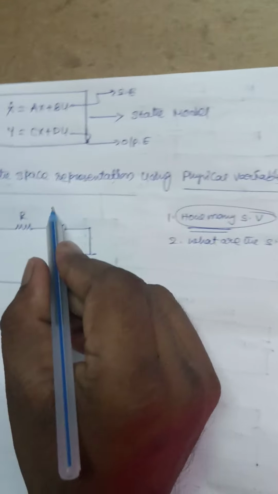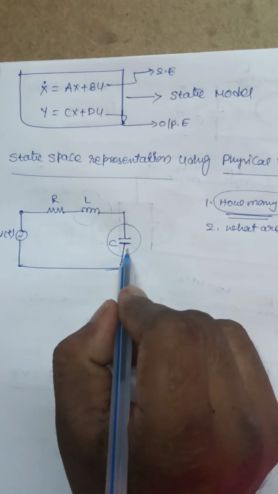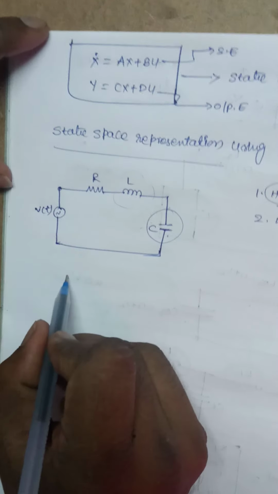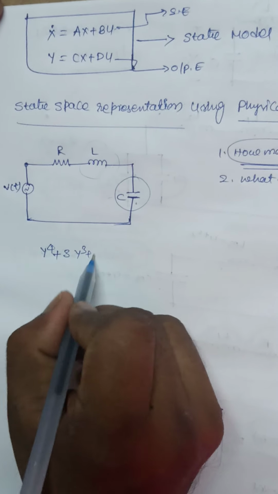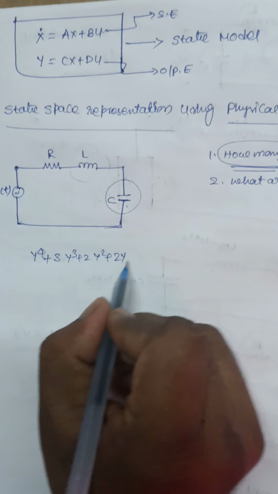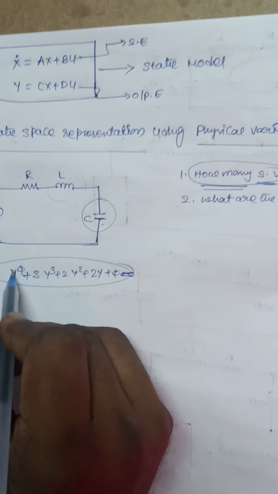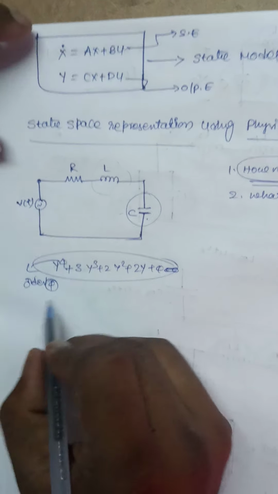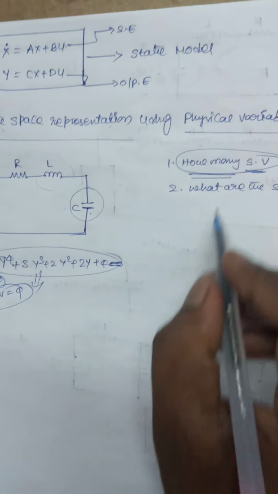First one, how many state variables? The number of state variables is equal to the number of memory elements or the number of energy storage elements. Or the state variables can also be found out from the order of the system. Suppose the system is y power 4 plus 3 y cube plus 2 y square plus 2y plus 4 is equal to 0. In this, the order is 4. Since the order is 4, the number of state variables is 4 here. So we will discuss this one later.